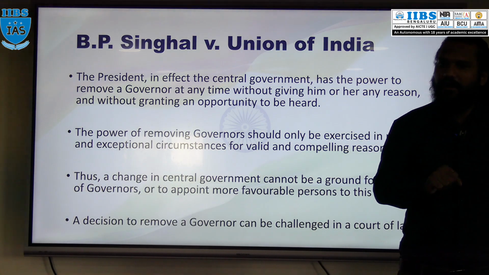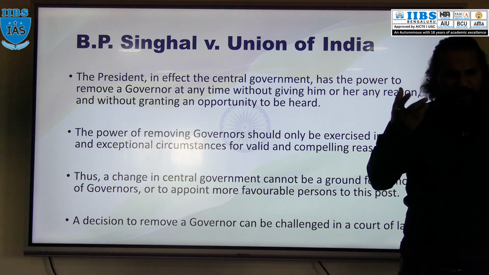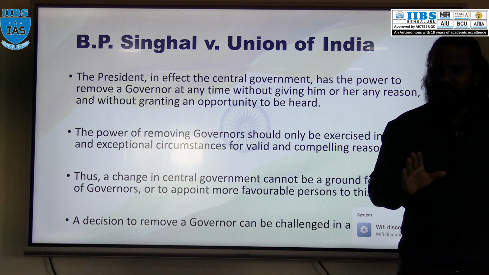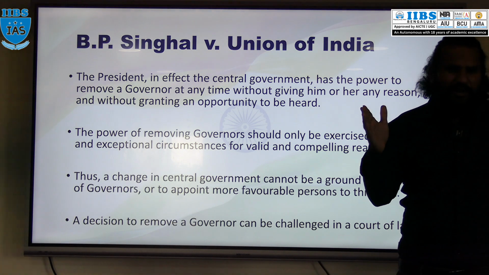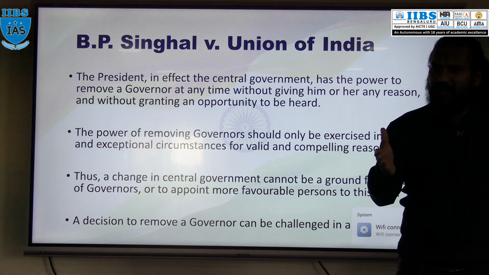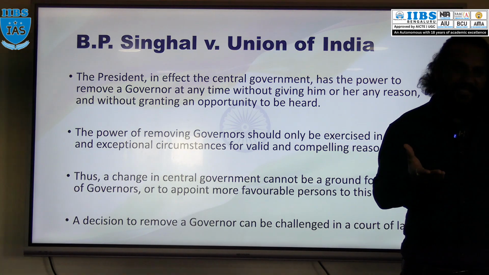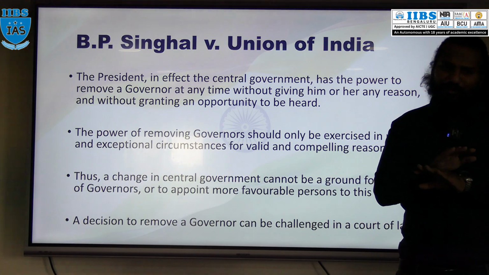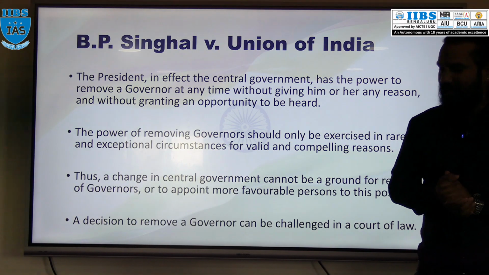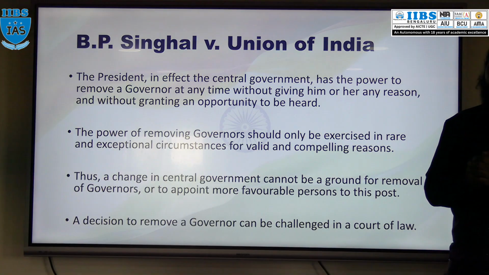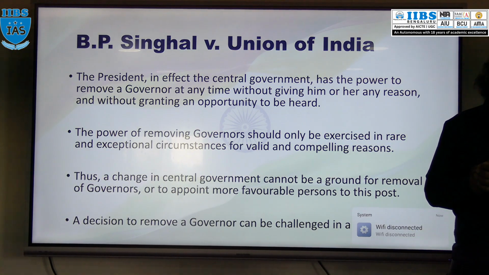For removal also a lot of issues are there. Till now, meaning in the recent 7 to 8 years, issues are there. Why? Because the majority of the states are either BJP ruling or BJP alliance ruling, and the central government is BJP. So everything is going smoothly. Understood? Now certain cases are there which are related to the removal of the governor of the state.